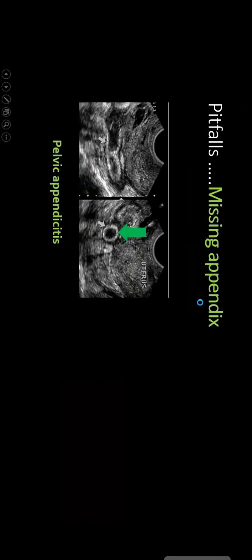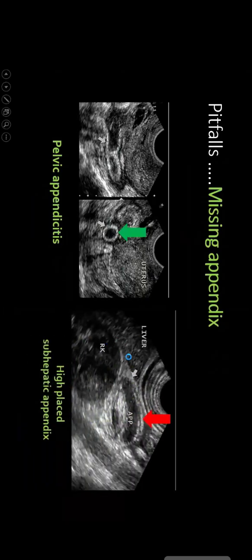Now another case, missing appendix, when we don't see appendix in right iliac fossa. Another case, uterus, target lesion, tubular lesion, pelvic appendicitis. Another case, liver, right kidney, Morrison pouch. The tip of the appendix is sitting at Morrison pouch. Very old image. So it is high placed hepatic appendix.